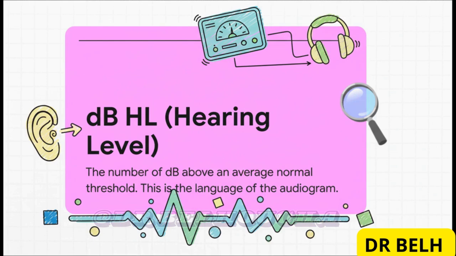Instead of pure physics, it's anchored to human hearing. It answers one simple question. How loud is this sound compared to what a person with perfect hearing can just barely detect? And here's the key. 0 dB HL is not silence. It's the starting line for normal hearing.